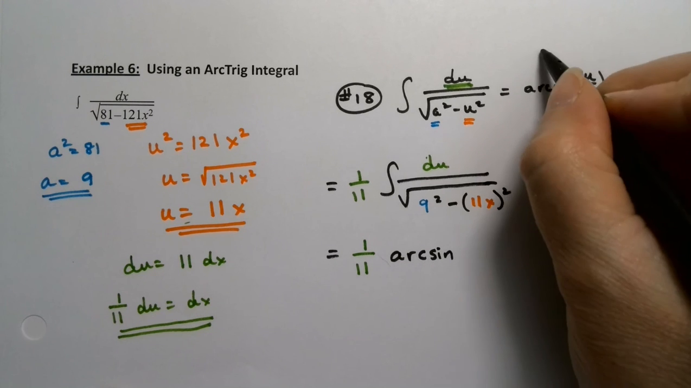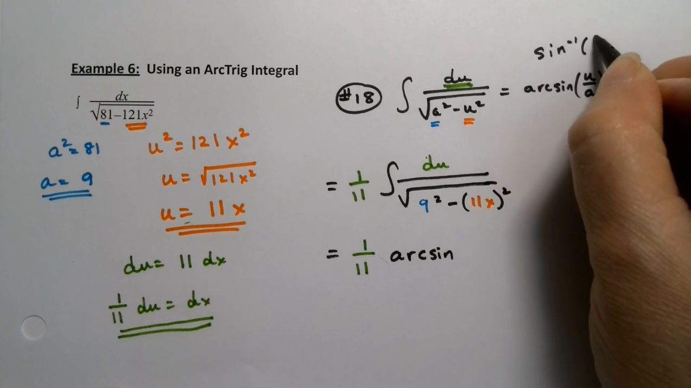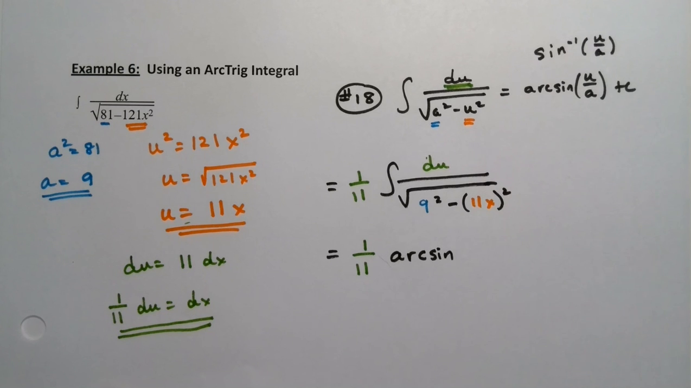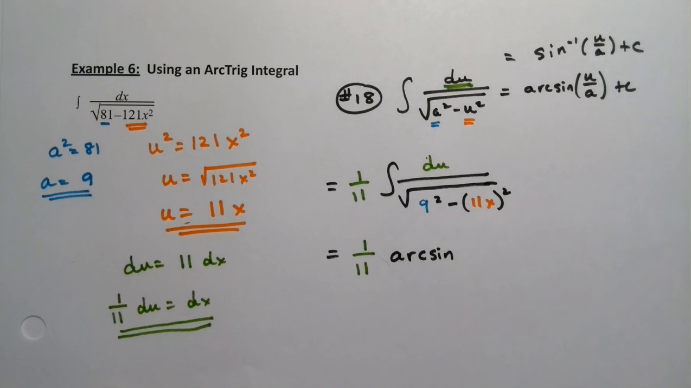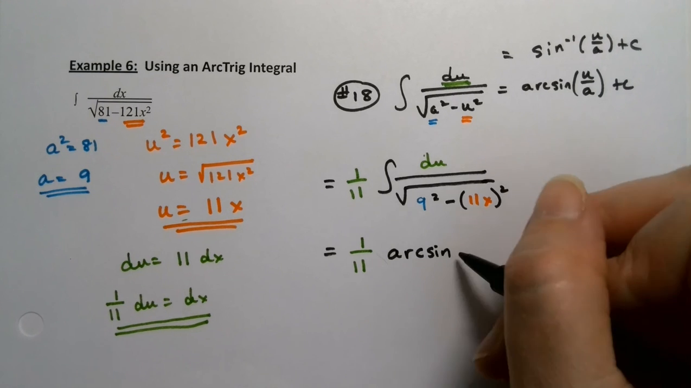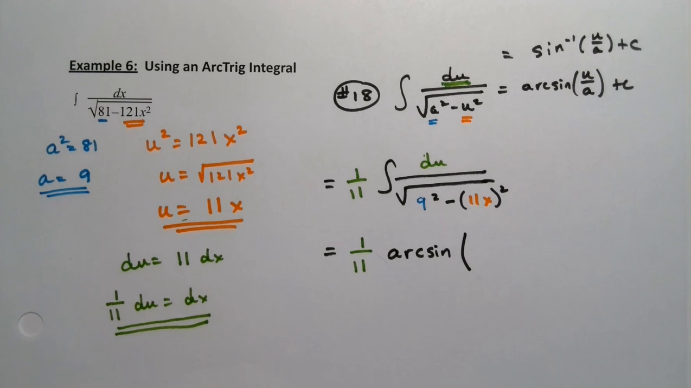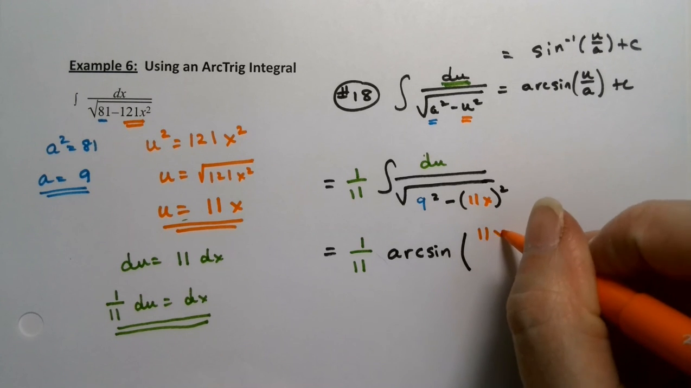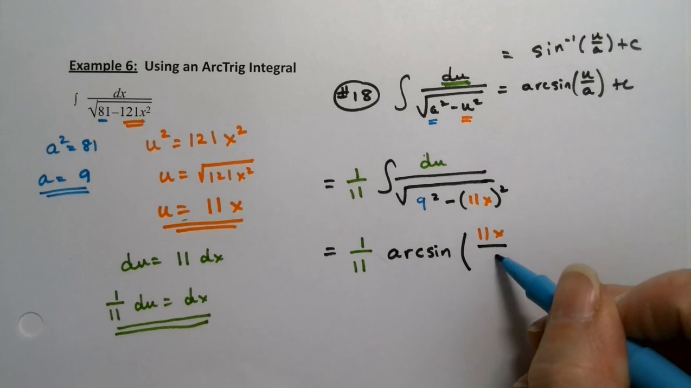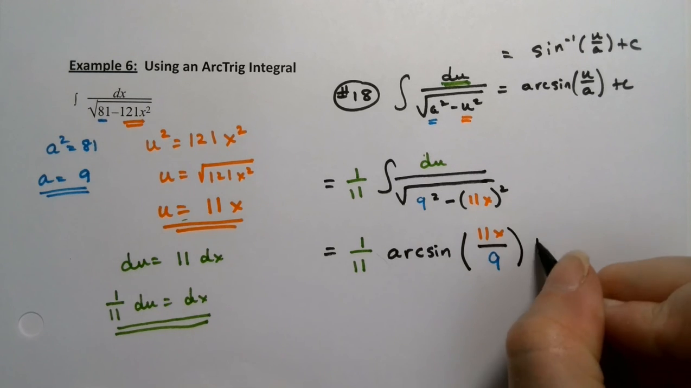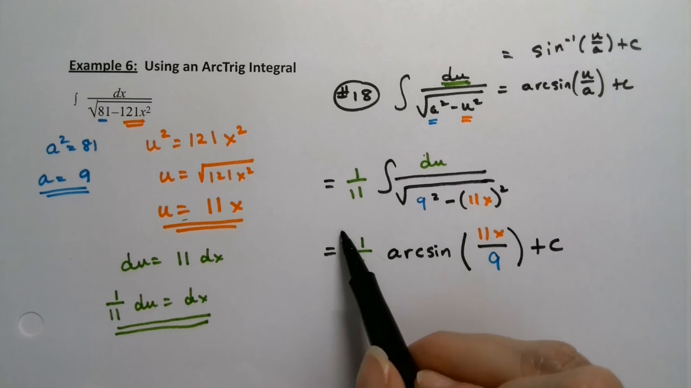Arc sine, by the way, is the same thing as inverse sine. So if some instructor wrote them with the negative powers, I tend to write the word arc because the negative powers gets people confused, but either one. And then I'm going to write u, which was 11x, divided by a, which was 9, plus c. And I'm done.